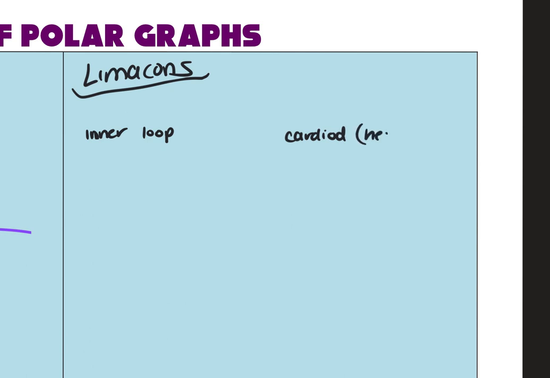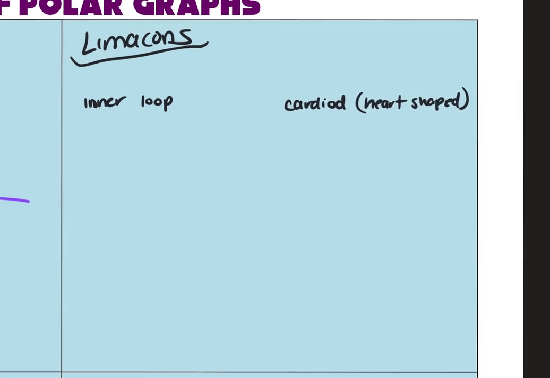Okay, then we went to limicons. And these were the ones that were the most complicated. Limicons have 4 different types. This was inner loop, cardioid, or heart-shaped, dimpled, convex.